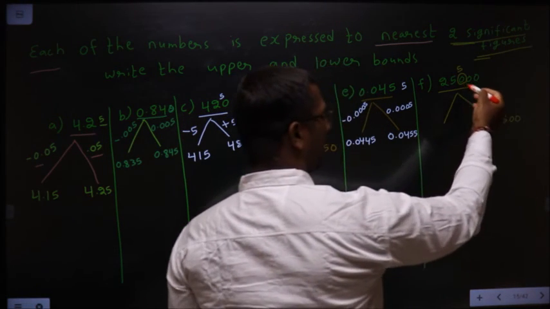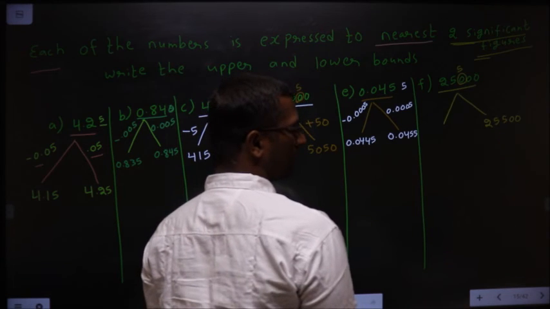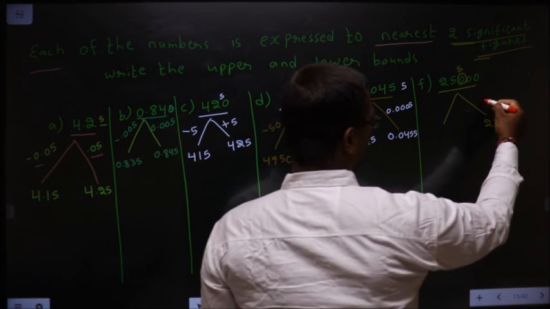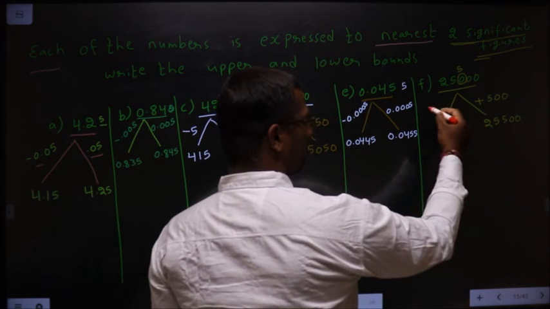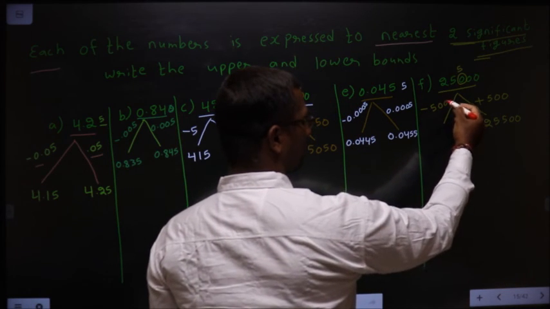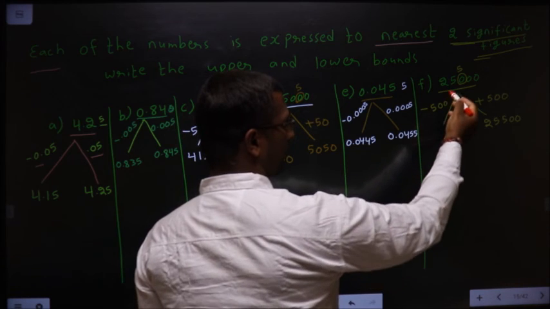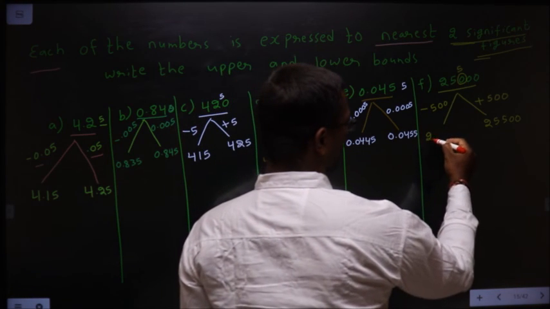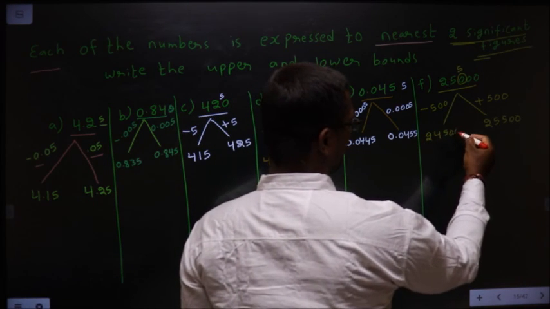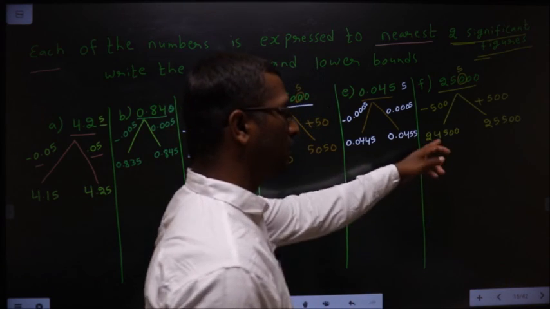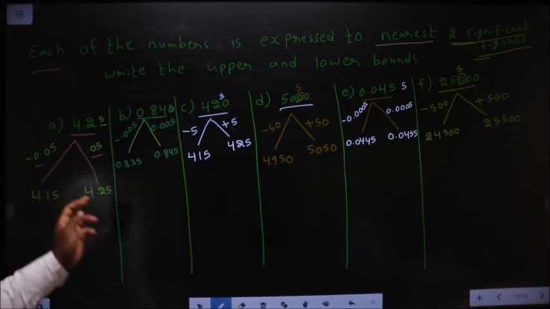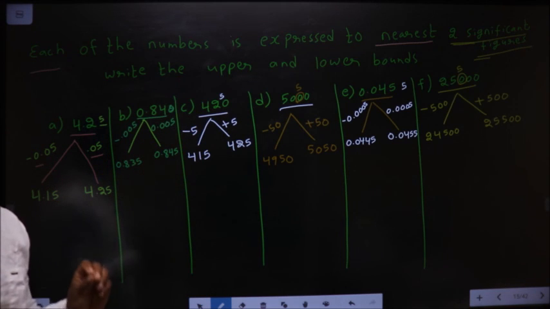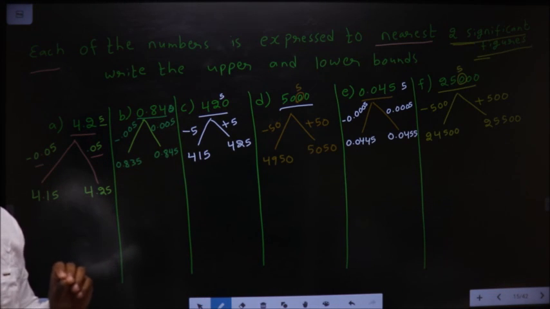Now what should I add to this such that this gets converted to this one? I should add 500. Whenever I am adding 500, I should also subtract 500. So when I subtract 500, I get 24,500. So this is the lower bound and this is the upper bound. Are these examples clear on rounding to the nearest significant figure? Okay.